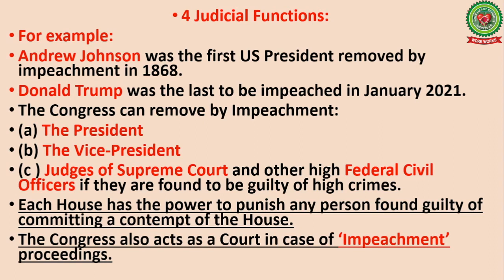You must note it down and must write it down in your question papers, in your class tests as well as in your exams.